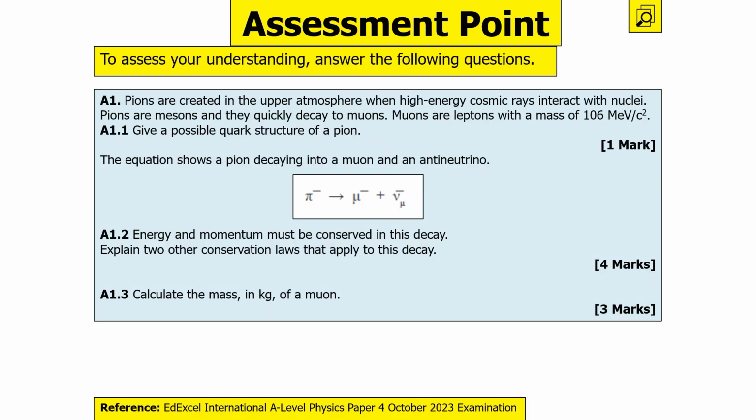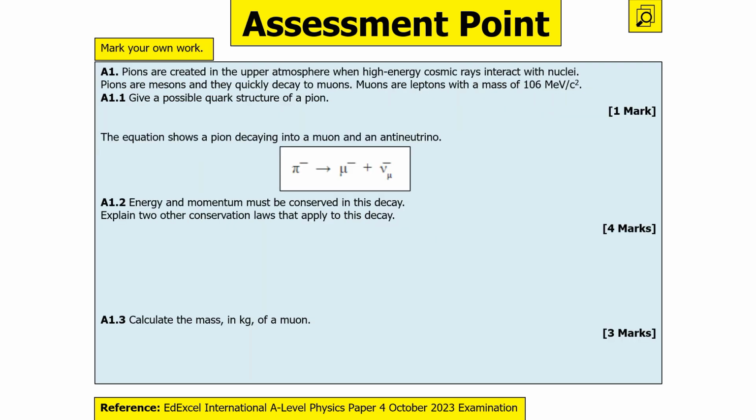The next question says, pions are created in the upper atmosphere where high energy cosmic rays interact with nuclei. Pions are mesons and they quickly decay to muons. Muons are leptons with a mass of 106 MeV/c². Give a possible quark structure of a pion. Now the equation shows the pion decaying into a muon and an antineutrino. Energy and momentum must be conserved in this decay. Explain 2 other conservation laws that apply to this decay, and then calculate the mass in kilograms of a muon. So pause the video now, then unpause the video when you want to go through your answer.